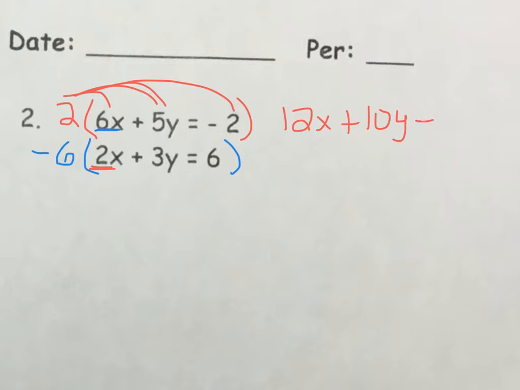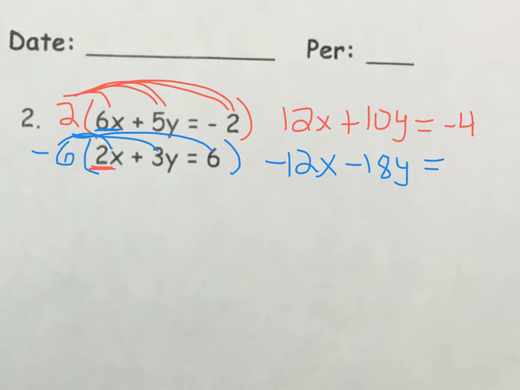And that is equal to 2 times negative 2, and that's going to be negative 4. All right, very good. And now the next equation, negative 6 times 2x is going to give you negative 12x. Then negative 6 times 3y is going to give you negative 18y. Bring the equal sign down. Negative 6 times positive 6 is going to give you negative 36.